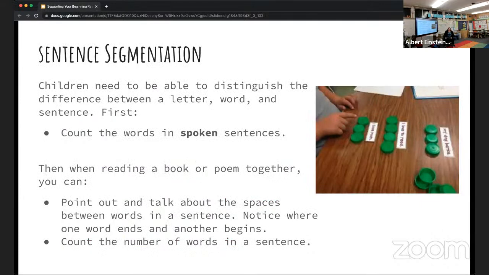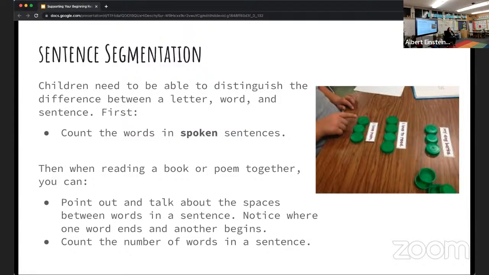So sentence segmentation. This is being able to figure out how many words are in a sentence. And we talked about this before. So the black cat, 3 words in that sentence. So being able to hear that, and you can play games with that. You can have things physically that they can touch, because for younger kids, sometimes it seems very abstract if you're just saying things, but if they can touch a block for each word. So you could put out, the cat has a hat, 5 blocks, and you can touch each one with them while you say the word.